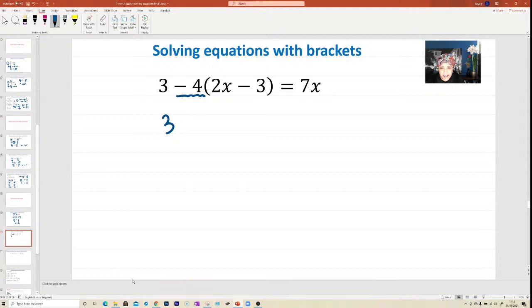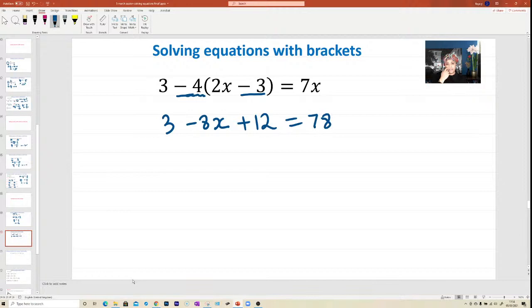Don't worry. So 4 times 2 is 8, but it's negative 8x. Okay, and then we got negative 4. The bracket means times. So negative 4 times negative 3. If you're not sure, just follow me for now. So negative 4, first of all, 4 times 3 is 12. And then negative times negative is plus. So we're going to have a plus 12 equals to 7x.